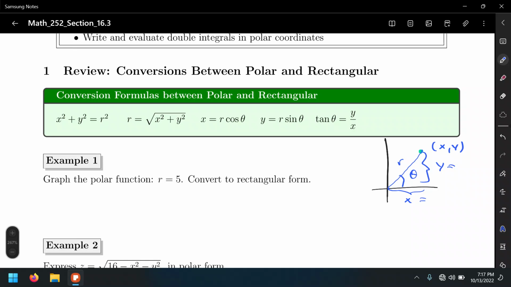This is the vertical component. This is basically like opposite over hypotenuse. That's going to be our r sine theta, and r cosine of theta. All right, and this point x comma y is redefined as radius and angle.